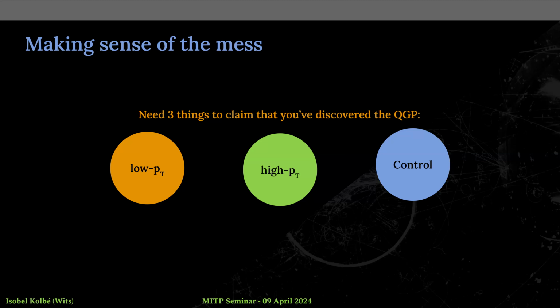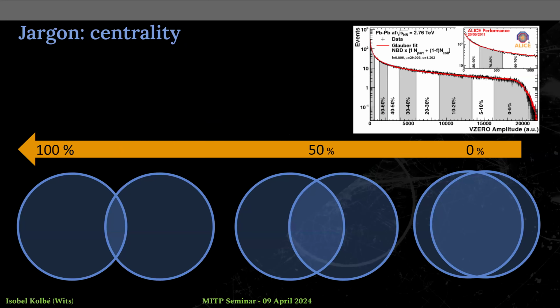And then like any good experimenter, like any good physicist, you have to have a control experiment. You have to have an experiment in which you know the quark-gluon plasma does not exist, and where you can see that these signatures do not appear. That will be very important later on, but first I'm going to teach you some jargon. Bear with me. I would like to teach you three jargon terms, and then I promise it will be over and we can talk about physics. The first one is centrality.